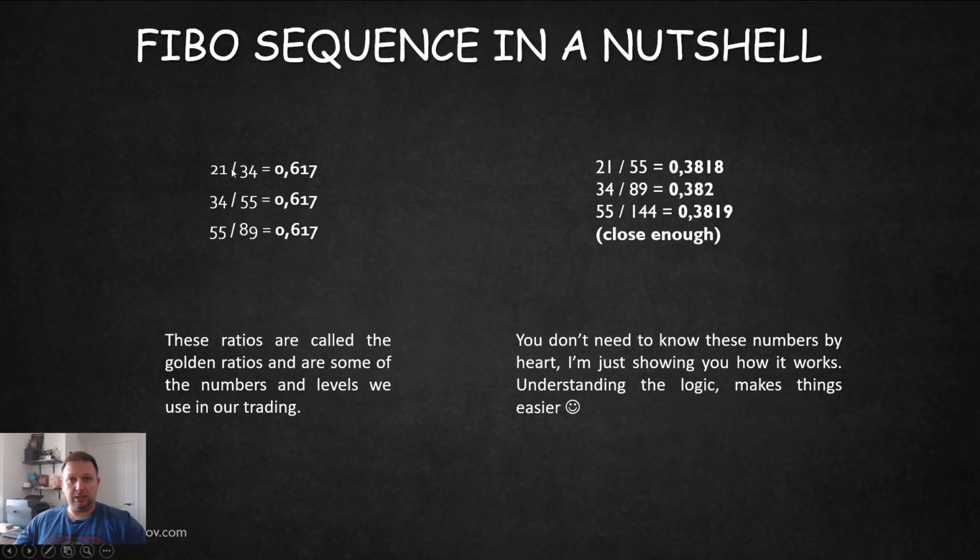So you take any two following numbers like 21 and 34, you divide one by the other, right? 21 divided by 34, you get 0.617, very close to 0.618, the very famous Fibonacci number. Then 21 divided by 55, the next number after 34, would give you 0.382. So basically, when you divide a number in the sequence by the number two places after it, you get 0.382, another Fibonacci number.